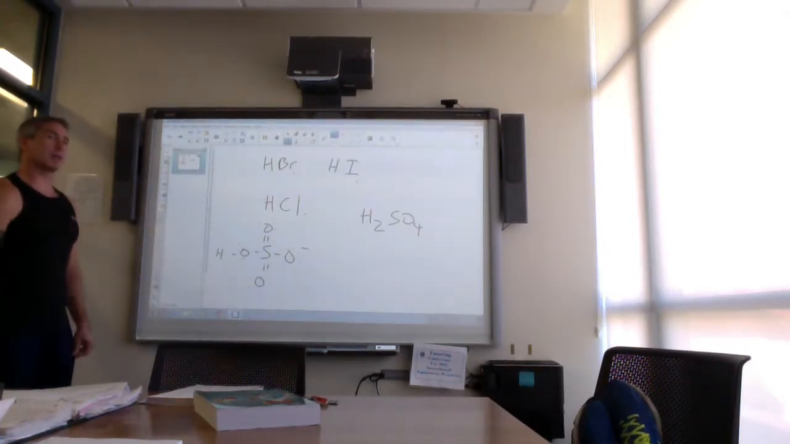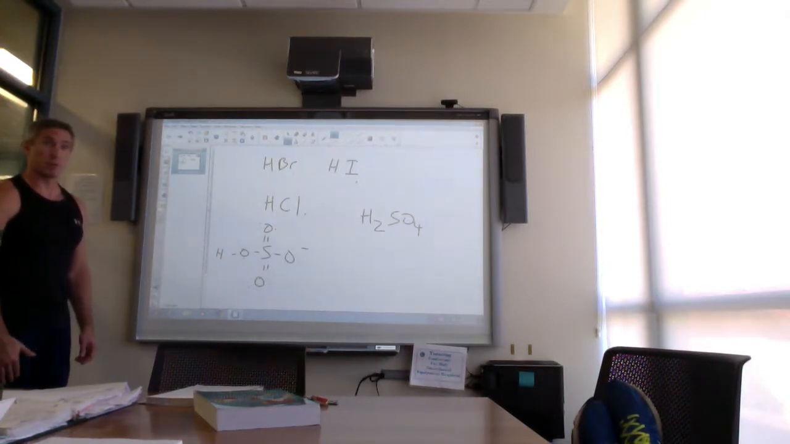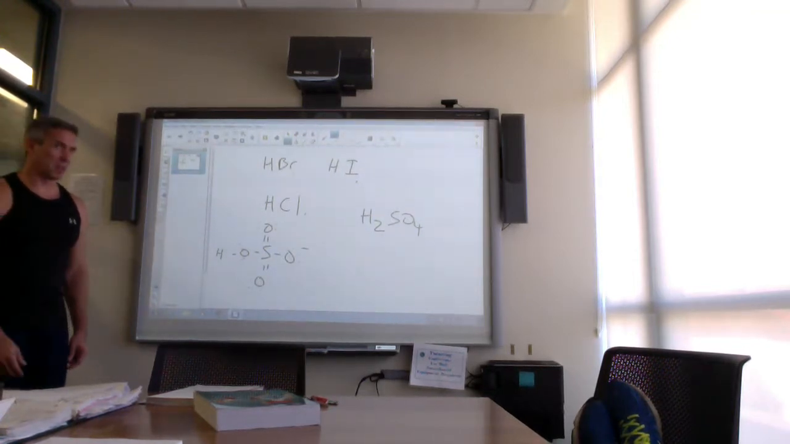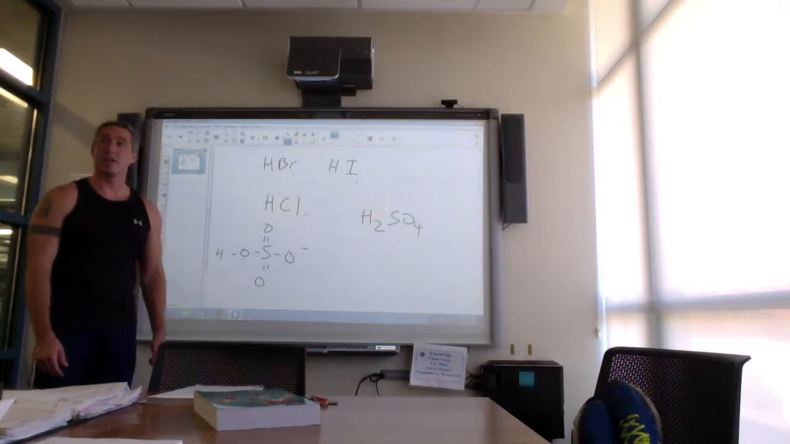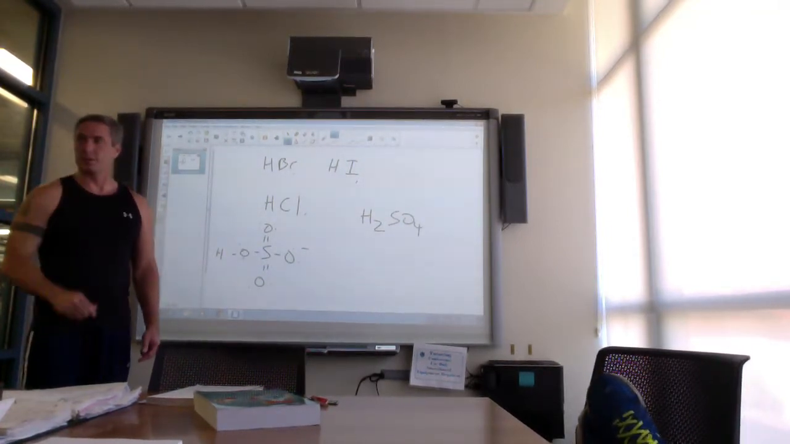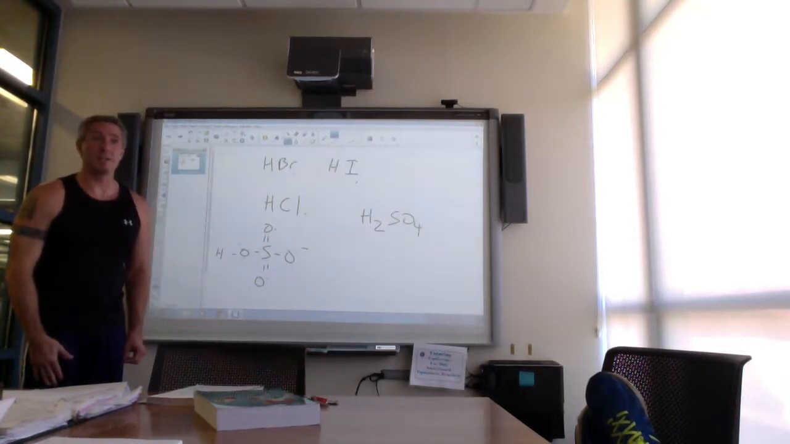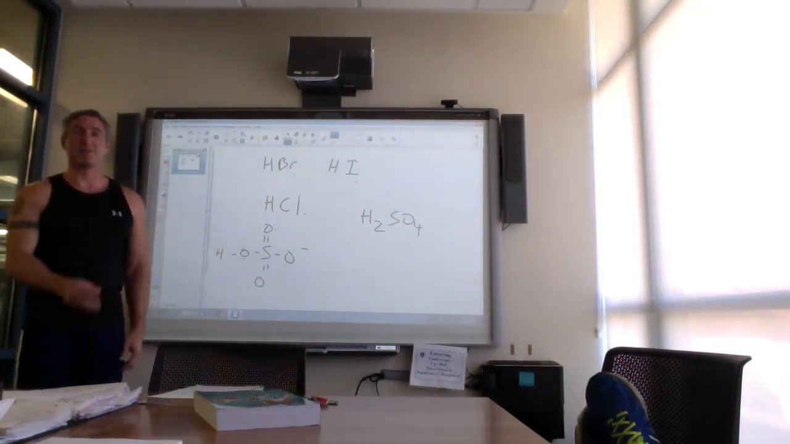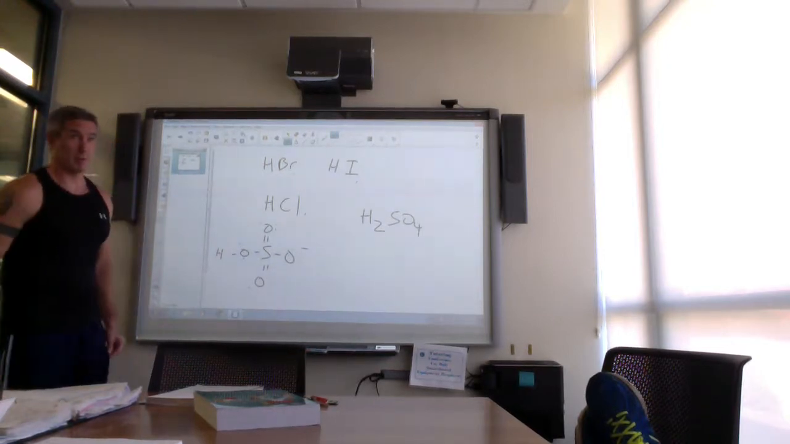But it still has a hydrogen, doesn't it? What if I asked you the acidity of HSO4 negative? There's an equilibrium constant for it. That H will come off, but it's really hard to get it to do that because its Ka value is really small, which means its pKa value is really big. Inverse relationship, get that down, right?